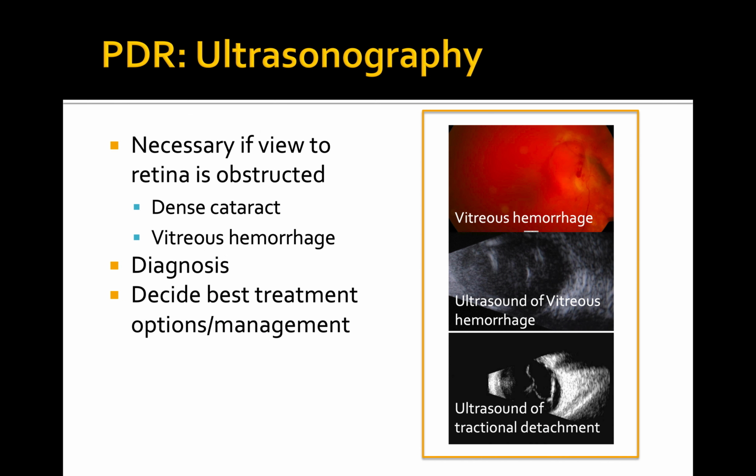Ultrasound may be necessary in those with PDR, if the view to the fundus is obstructed due to dense cataracts or vitreous hemorrhage, for example. In this photograph, there's a vitreous hemorrhage, difficult to see what's going on behind the eye. The middle image is the same patient's ultrasound. It just shows a lot of hyperreflective material within the vitreous cavity, which is hemorrhage. Thankfully, the retina is intact. In that bottom ultrasound, the retina is detached due to traction.